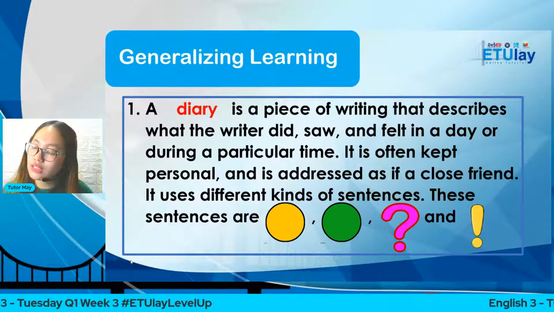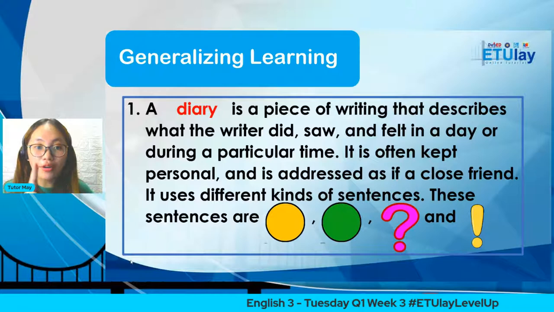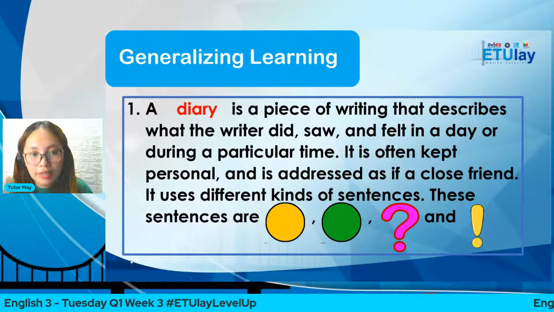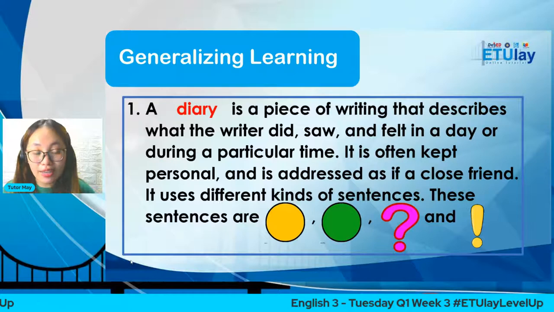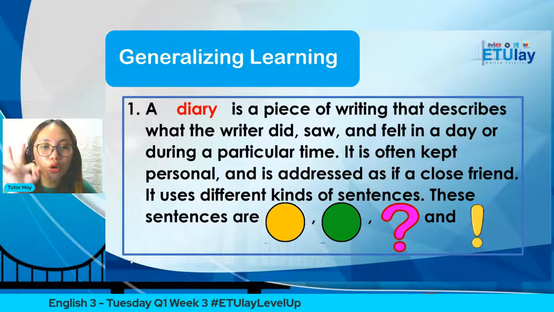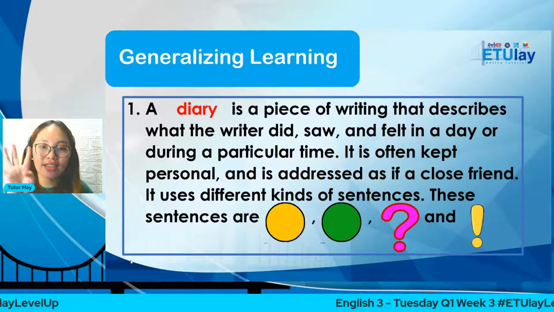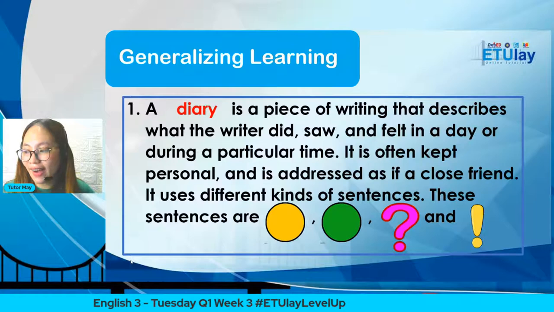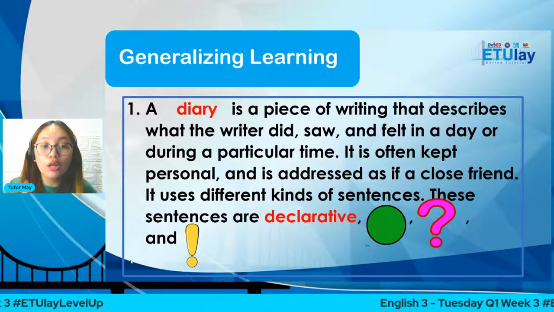It uses different kinds of sentences. The first one is the sentence that shares a statement, ends with a period, and tells an idea or thought. What is the first sentence that uses a period? Is it declarative? Imperative? Exclamatory? Declarative, imperative, exclamatory, and interrogative. What's the first one? Okay, declarative. Very good. How about the second type of sentence that is used to express a command and request?